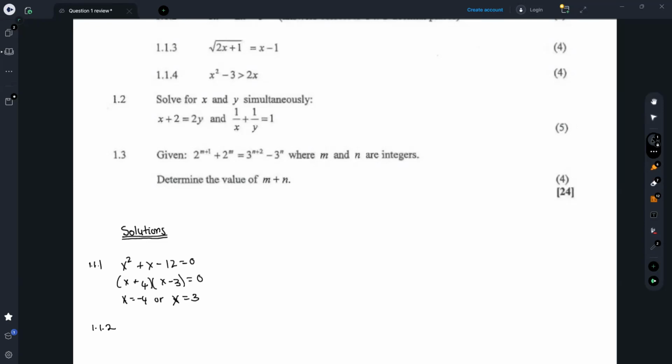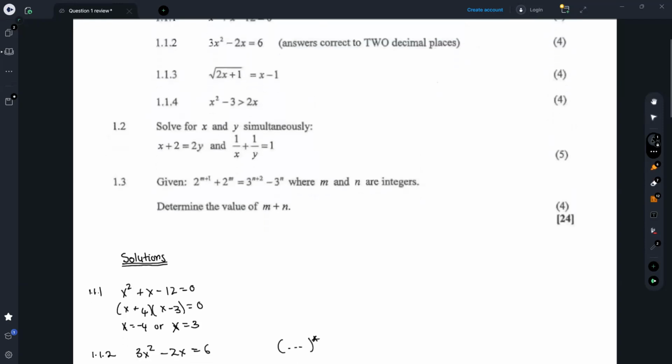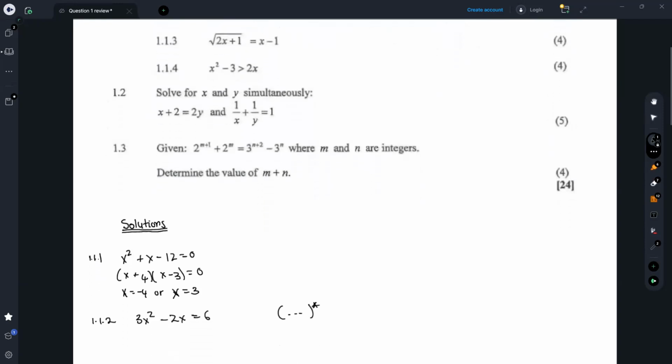Now for 1.1.2, we have 3x squared minus 2x equals 6. Okay, now on the side here, we have a statement that says we must solve this to 2 decimal places. Answer correct to 2 decimal places. So now what this tells us is that this equation or this function does not have factors which are whole numbers, or the x-intercepts are not whole numbers, right? But rather, they're going to be decimals.